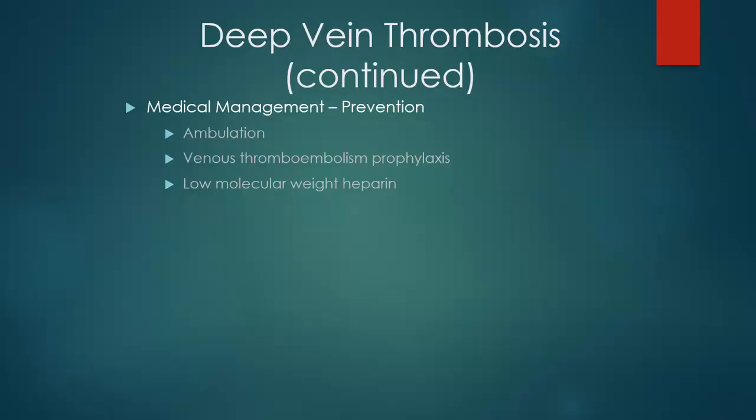In patients with a low bleeding risk, pharmacological prevention is recommended. So the preferred meds include those low molecular weight heparins or unfractionated heparin, or in patients with heparin-induced thrombocytopenia, HIT, there is another med, fondaparinux, that can be used. And in patients with a higher risk of bleeding, mechanical VTE prophylaxis is indicated.